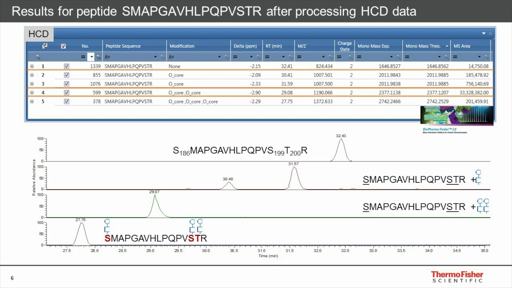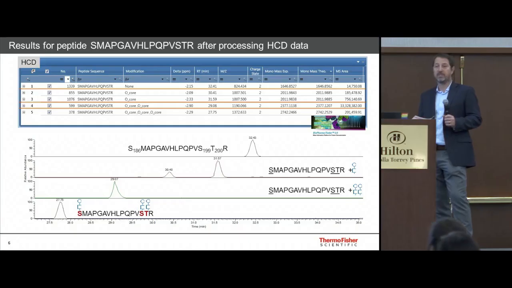This is what you get after processing HCD data in BioPharma Finder. You get 4 peptides with a core 1 tag, and you also get the peptide without any O-core glycan on it. What's also interesting is that you get 2 peptides with 2 different retention times here with 1 core 1 tag. So you already get a lot of information with HCD. Now if you have the question, which sites are occupied for each of them, we can start to look at it.